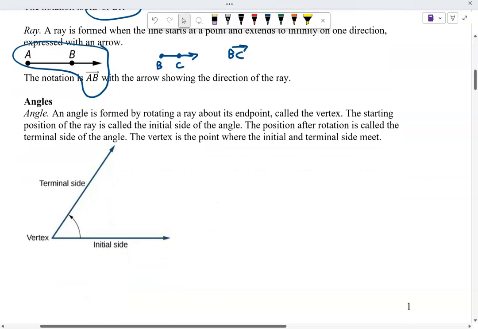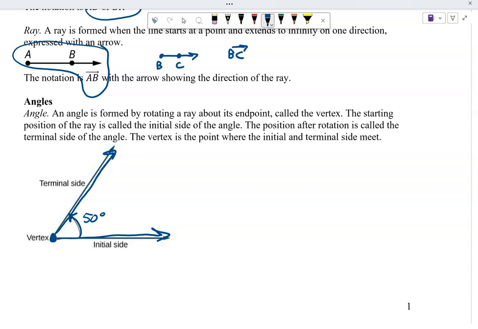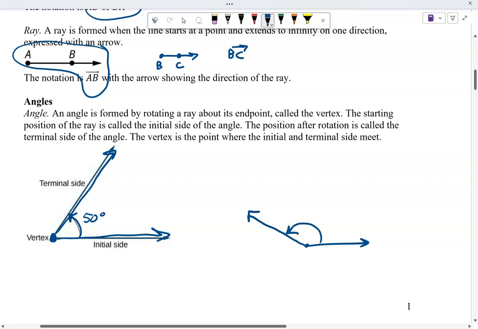Angles, we have an initial side. Well, first of all, we have this vertex right here, and then we have this initial side, and it rotates to the terminal side. Maybe this rotates 50 degrees, right? And so initial side's where you start, terminal side's where you end. Let's do another one. Maybe we can rotate this time maybe 120 degrees, right? Or we could go even more than that. Maybe we could go 300 degrees and so on, right?